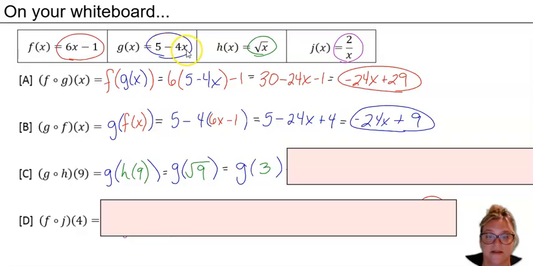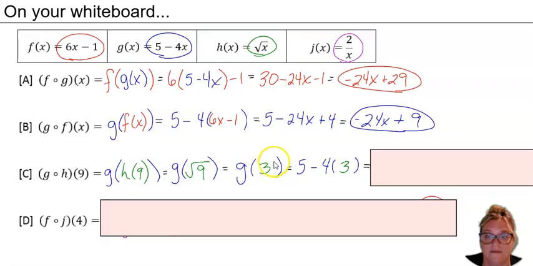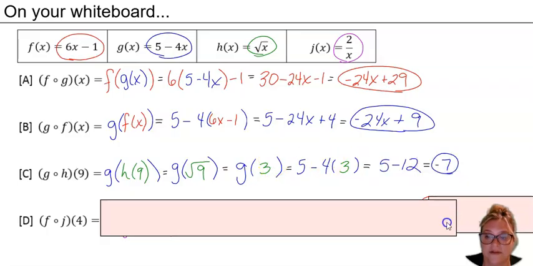g is 5 minus 4x. We're going to replace that x with a 3. So we have 5 minus 4 times 3. Then 5 minus 12 gives us an answer of negative 7.